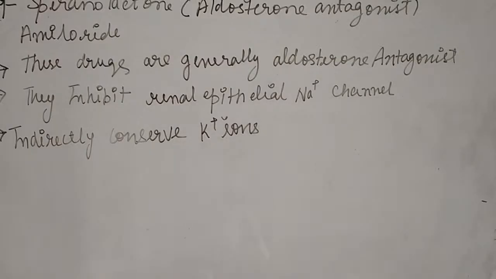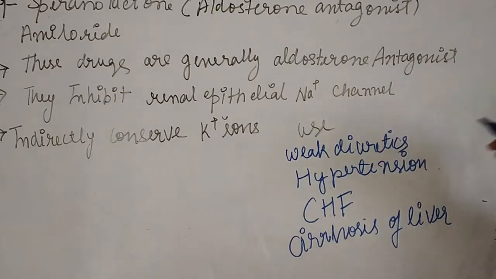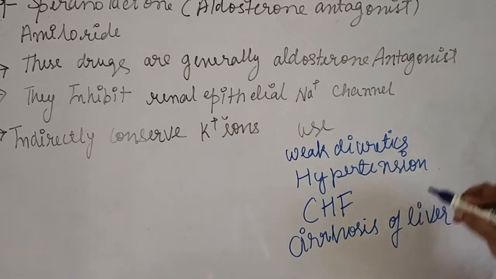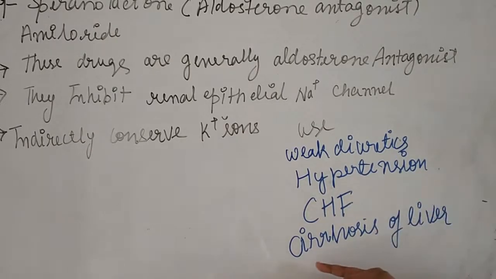But before that, we will discuss the use of potassium sparing diuretics and the adverse effects of potassium sparing diuretics. So generally, what is the use of these potassium sparing diuretics? Potassium sparing diuretics are weak diuretics. They are used in hypertension, congestive heart failure, and in cirrhosis of the liver when the liver is not functioning properly.